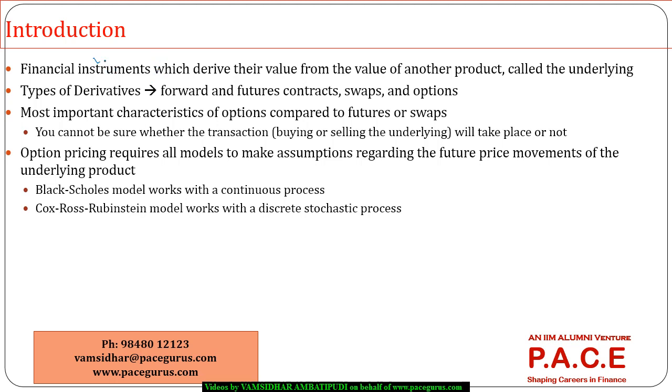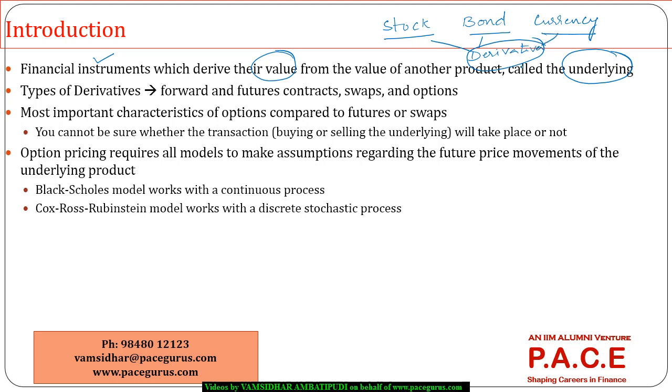The definition says they are financial instruments which derive their value from the value of the underlying. So we have a stock as an underlying, we have a bond as an underlying, we can have currency as an underlying. So there could be various asset classes which are the underlyings. And when I say derivative, it's another instrument whose value is typically derived from the value of the underlyings. So a derivative is not an independent product; its value is derived from the value of another existing product.